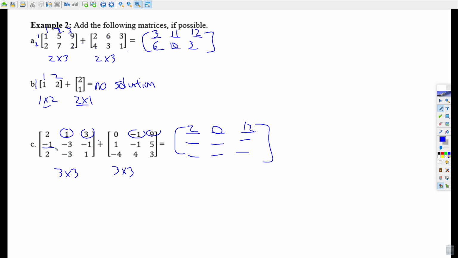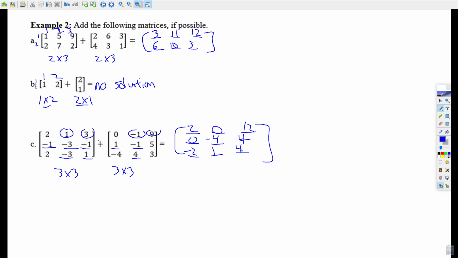Going through the second row, negative 1 plus 1, 0 again. Negative 3 plus negative 1, careful with that, negative 4. Negative 1 plus 5 is 4. Last row, 2 plus negative 4 is negative 2. Negative 3 plus 4 is 1. And the last one, 1 plus 3 is 4. Just basic arithmetic, just adding.